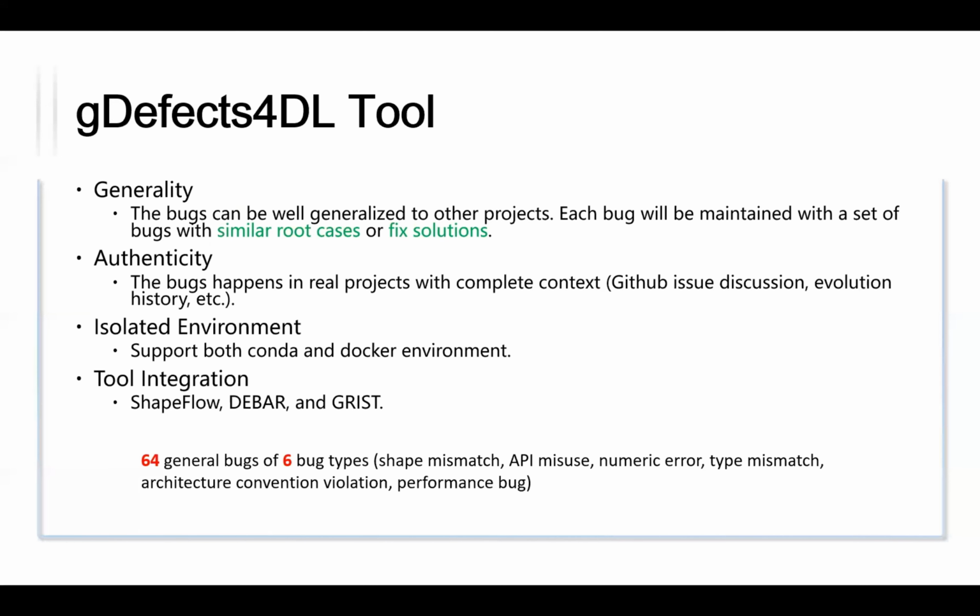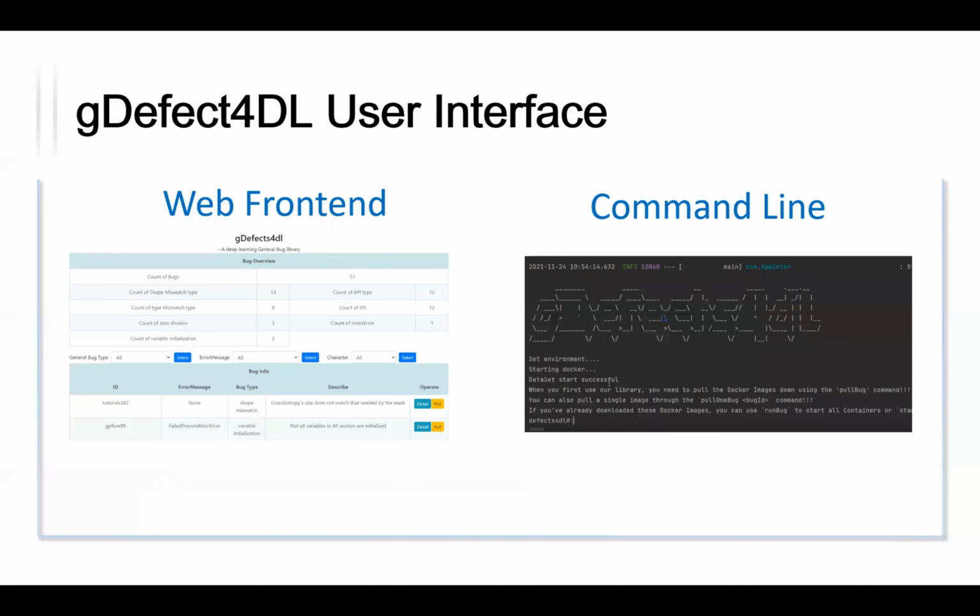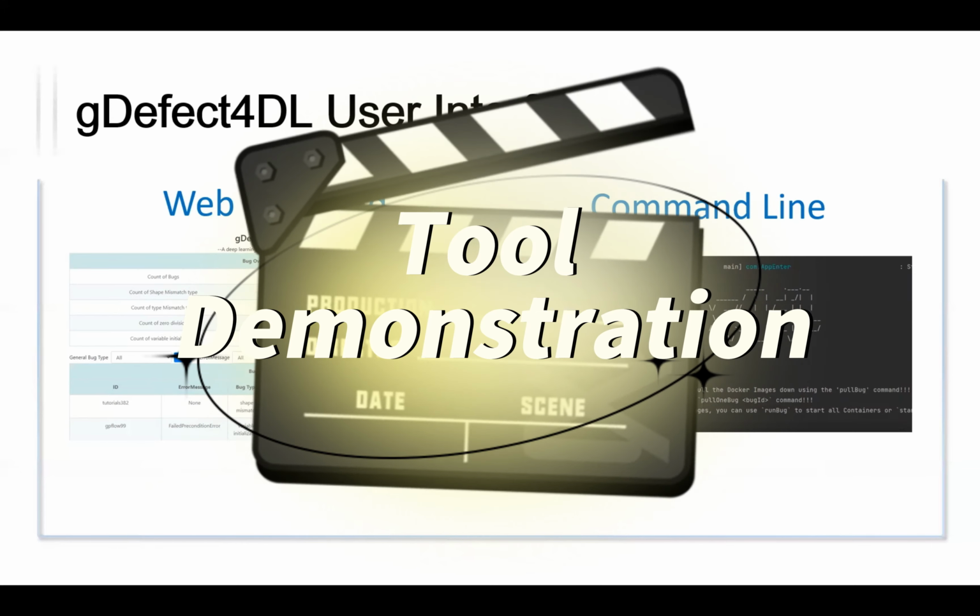The third is isolated environment. We provide both a Conda and a Docker environment: Conda for replication simplicity and Docker for preserving complete system settings. The last is tool integration. We now support three tools at the current stage. Moreover, we support both a web front end and a command line for users to view and access the bugs. Next, we introduce the tool features in detail.